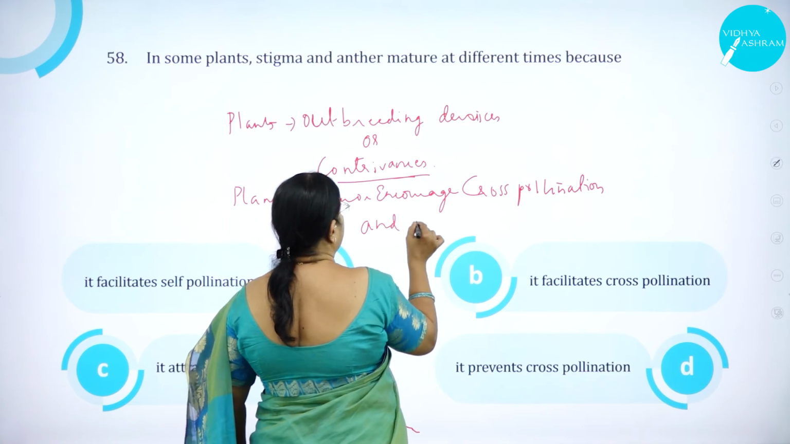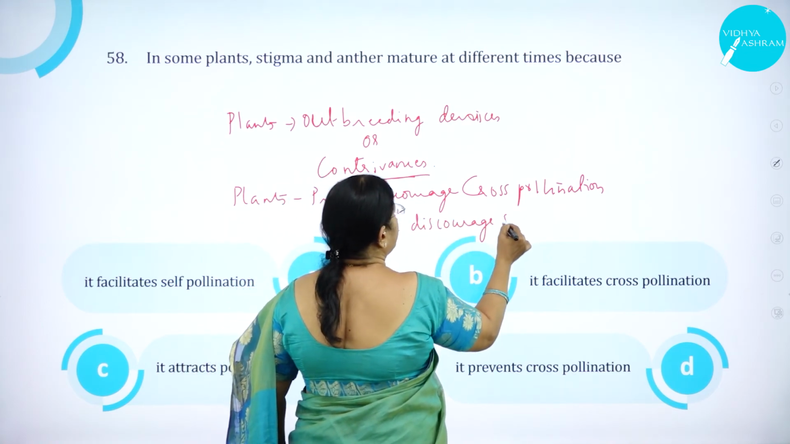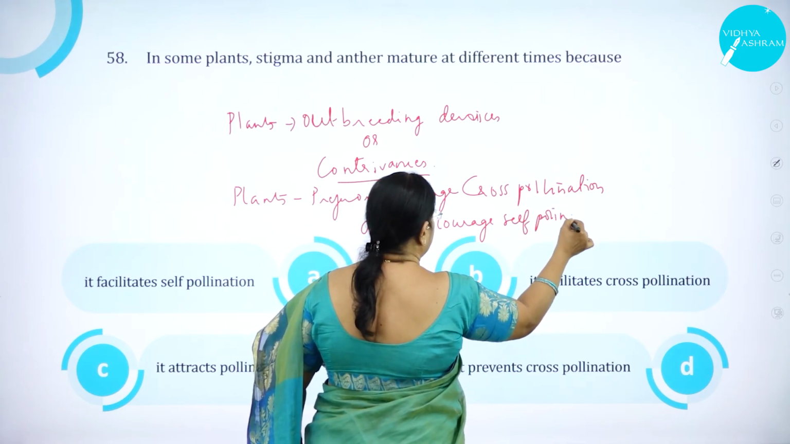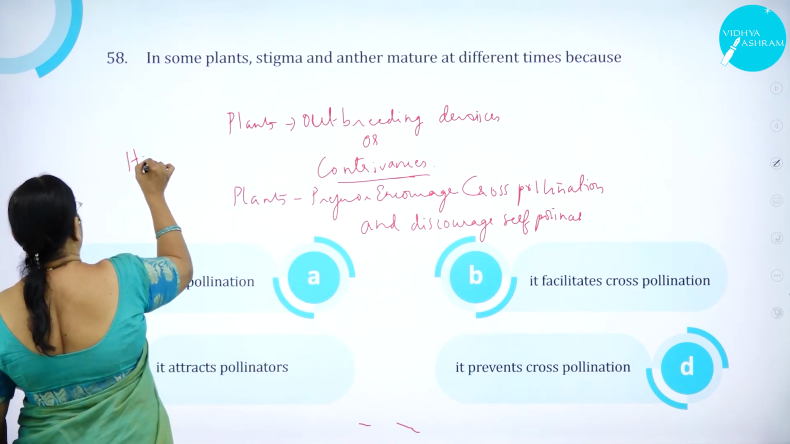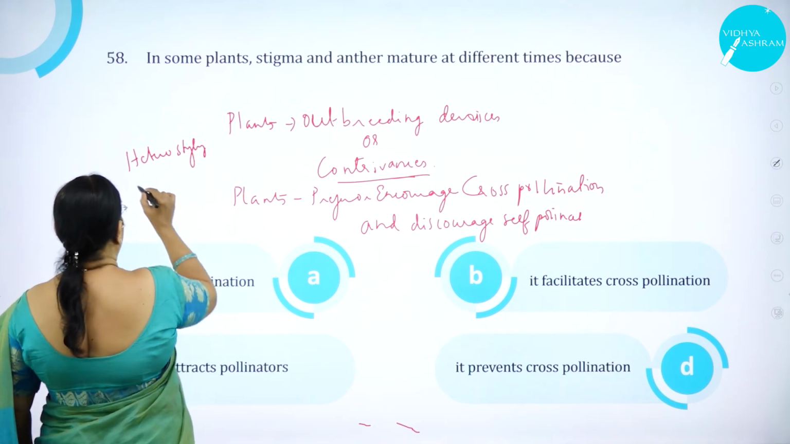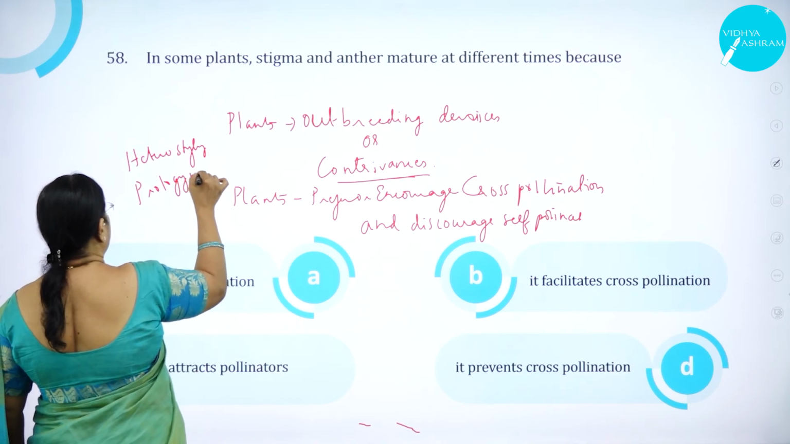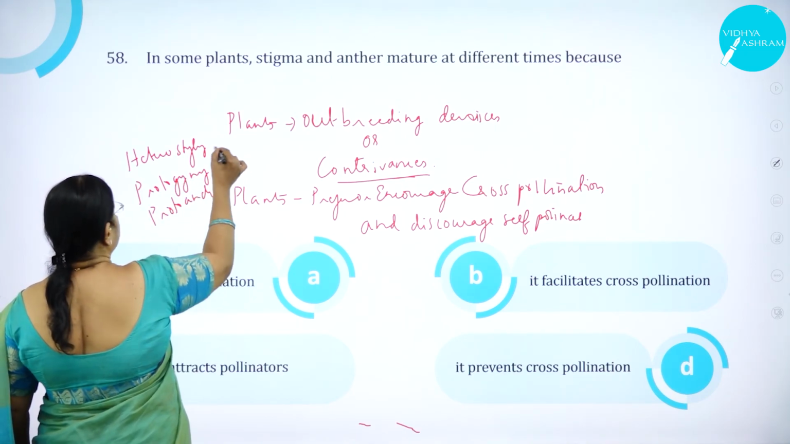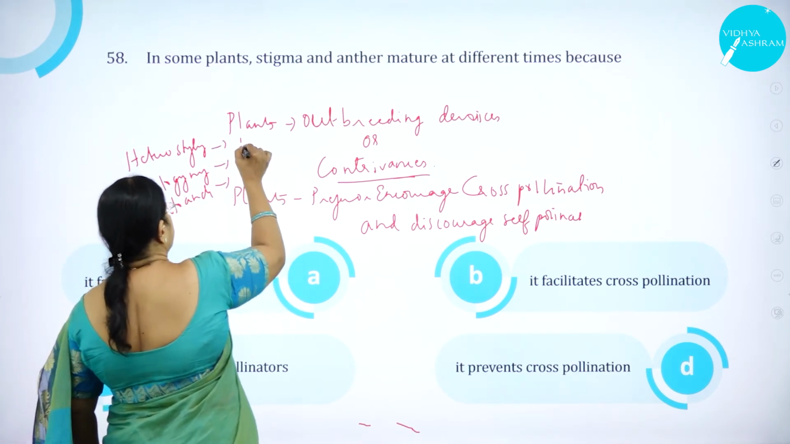And discourage self-pollination. So what are the devices like? For example, heterostyle and protogyny, protoandry. What is heterostyle? Stigma and style will be at different positions.